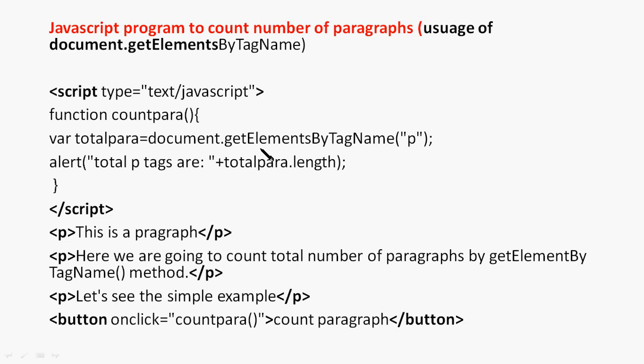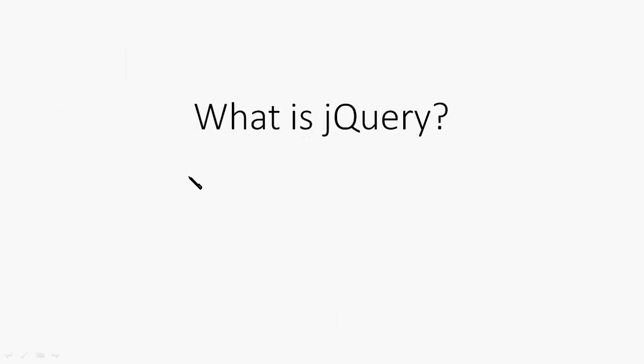This is another example that shows the usage of document.getElementsByTagName. Here a paragraph is used, so we can use P. P is the paragraph tag. Here it will display the total paragraph length. So there are three paragraphs, so it will display 3. Total paragraphs is 3, and it will be displayed in the alert box. I think this example will also be clear.